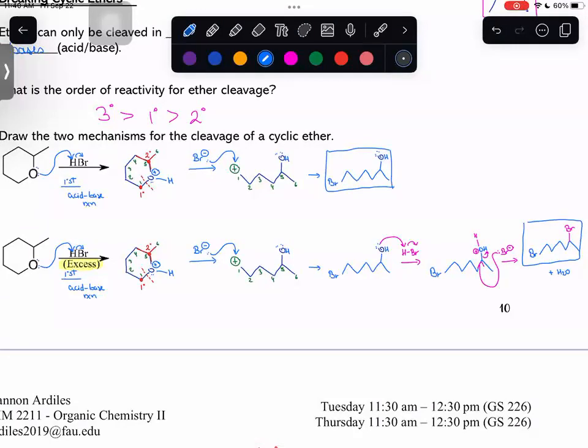Okay, so far, questions on that? Yes. Okay, so again, a quick shortcut in a way is just trying to memorize that order of reactivity so you know where it's going to be cleaved. And then if you only have 1 mole, the product needs to have alcohol and halogen. If you have excess, it's going to be pure halogen, and that's it.